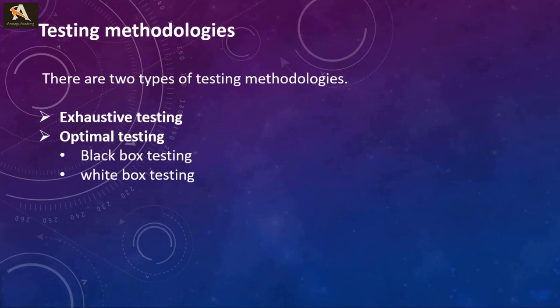Testing methodologies. There are two types of testing methodologies: one is exhaustive testing and another is optimal testing. Exhaustive testing is nothing but testing an application in all possible ways, which is impossible to do because it is not easy. We cannot test in all possible ways. Can we? No. Optimal testing. Optimal testing is testing an application in the best possible ways.